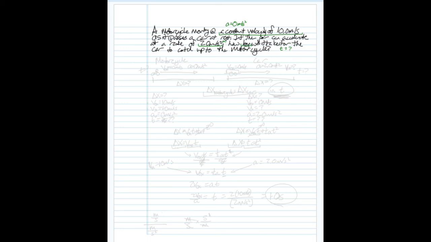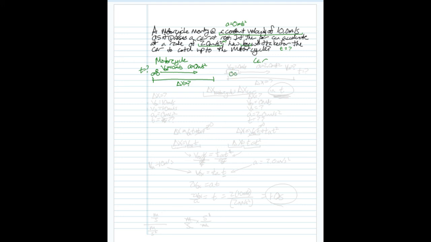Here we have two different objects. We have our motorcycle and we have our car. Just like before when we had two different accelerations and I separated them, this time I'm going to separate our two different objects. We have our motorcycle. We know that the v0x is 10 meters per second, and we know that their acceleration is 0 meters per second squared. They're just moving at a constant velocity. In doing so, they travel some distance, and it takes them some time.